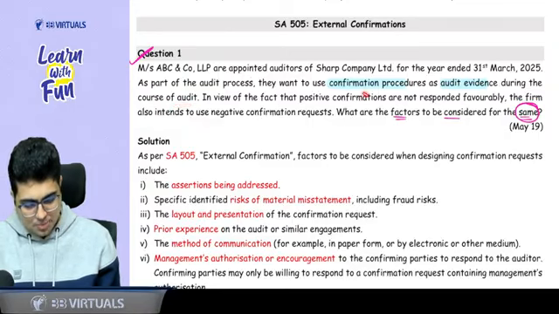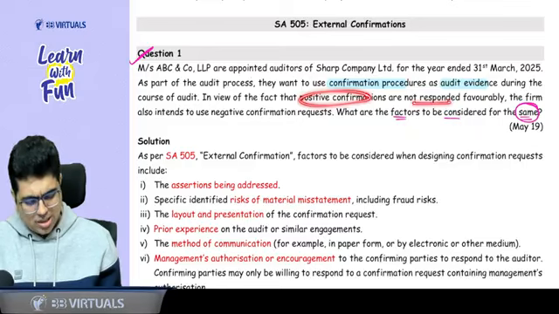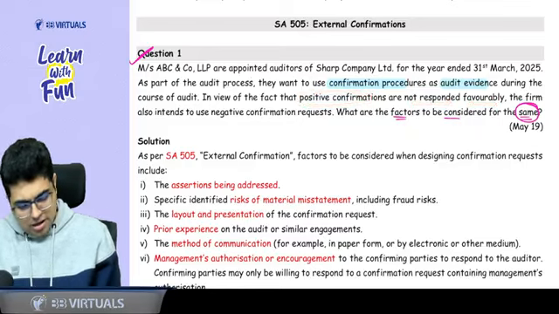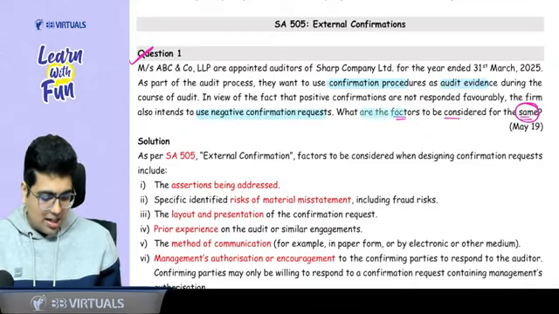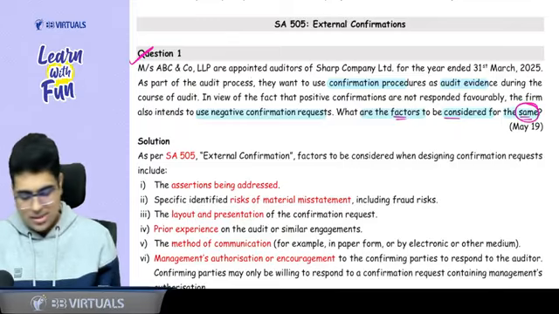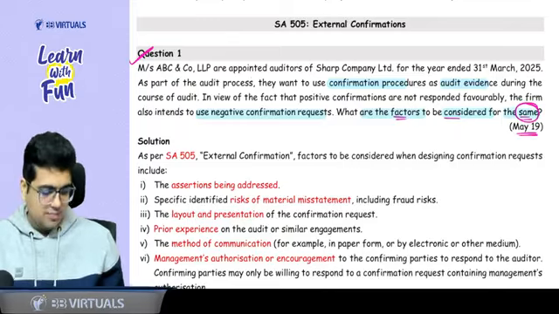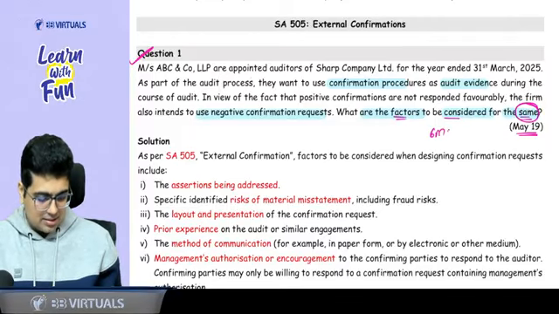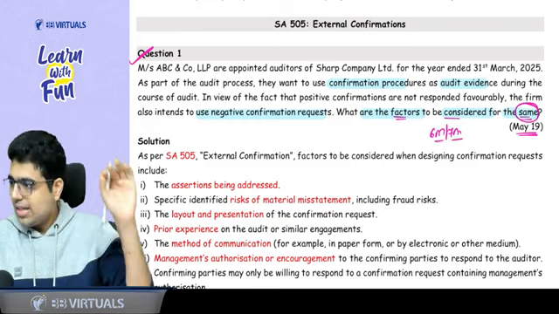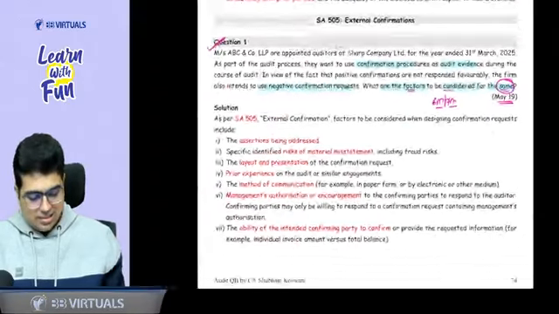In view of the fact that positive confirmations are not responded to favorably, the firm intends to use a negative confirmation request. What are the factors to be considered for the same? So let me tell you, in May 19, ICAI used to ask questions for 6 marks, 7 marks. That means it should be a lengthy question. So in the answer, accordingly, you can see they have given a lengthy answer.